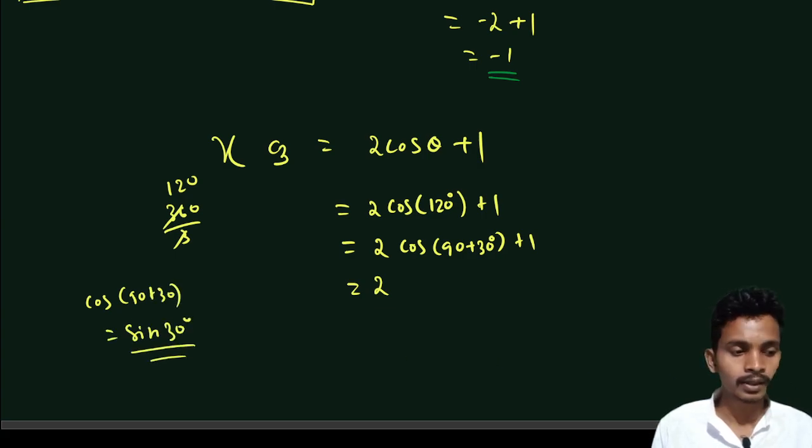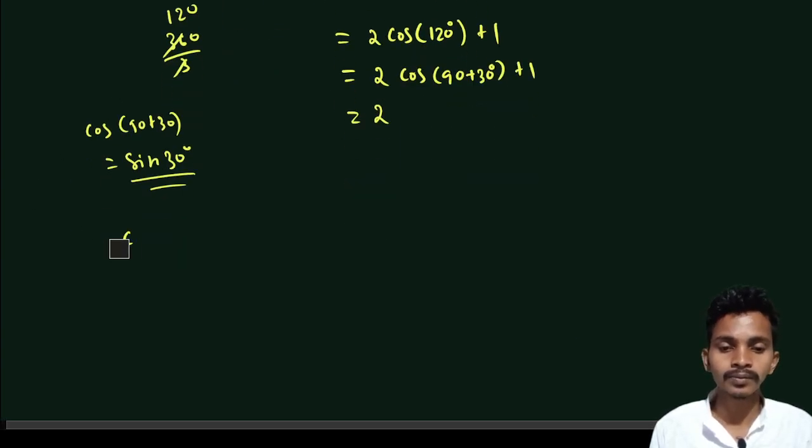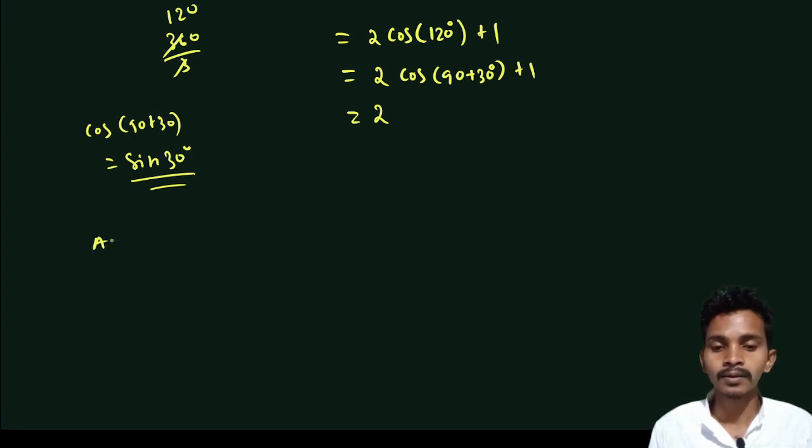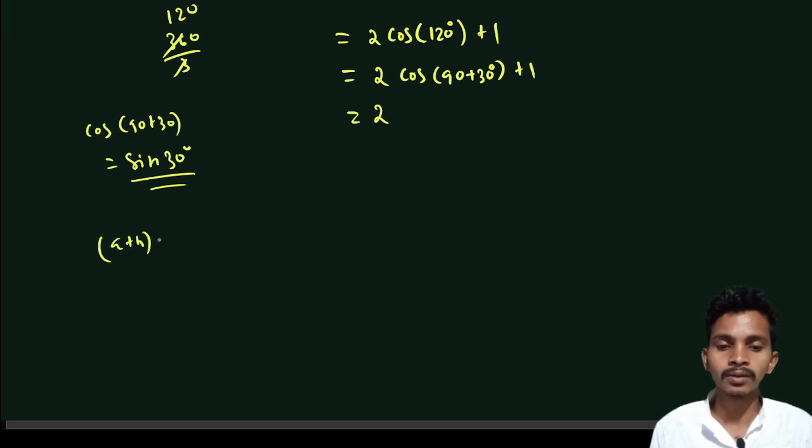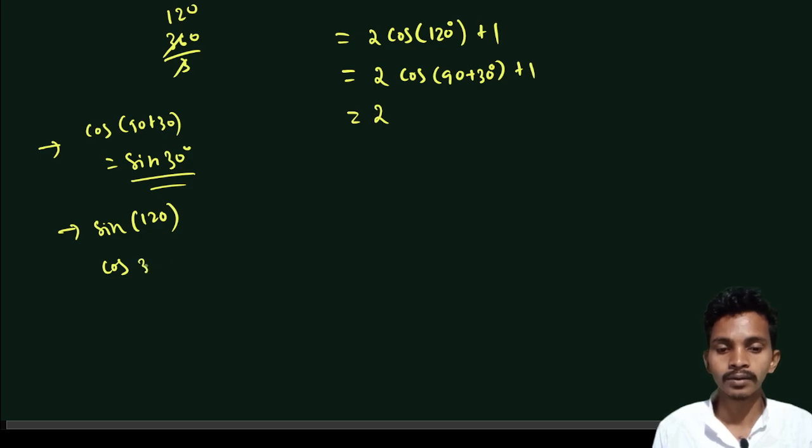We know how this value comes, because we can get it from the formula for cos of a plus b, which we studied in class 12, and then we get the sin 30 degrees value. Or we can simply remember that whenever we have cos of 90 plus 30, the cos 90 changes to sin, and the 30 stays. Similarly, sin 120 degrees we can write as cos 30 degrees. Why? Because again sin of 90 plus 30: the sin 90 changes to cos, and the 30 stays. Okay.